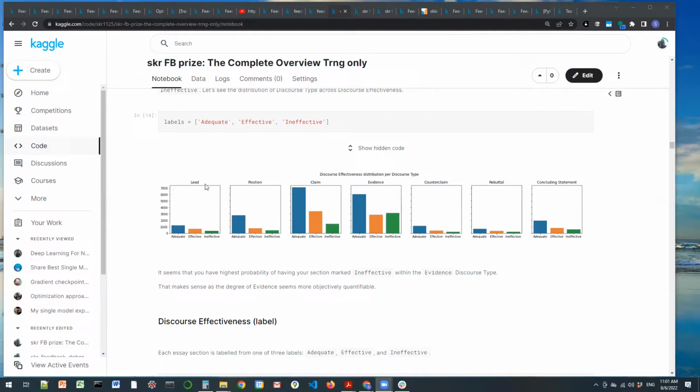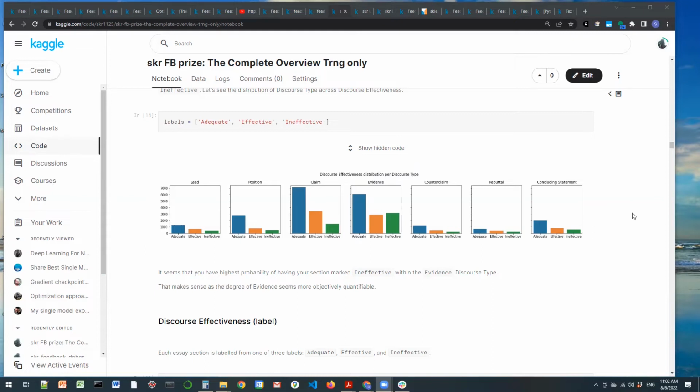But for example, in the case of the lead or the position, the numbers are much smaller, whereas in the case of claim and evidence, the numbers are fairly high. But the proportion seems, in all cases, adequate is the most, effective is kind of second, and ineffective is third. And the slopes of these graphs are not exact, but kind of the same. So I thought that's relevant to what you're suggesting.